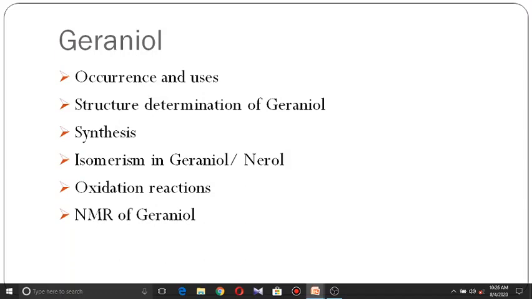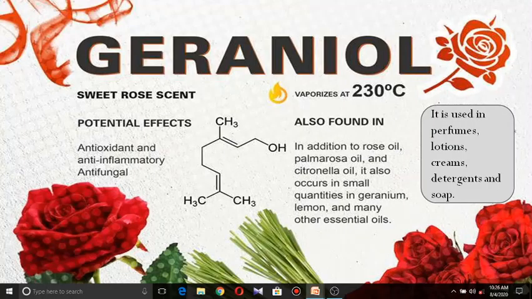Today we will discuss a very important compound, geraniol: its occurrence, structure determination, synthesis, isomerism, oxidation reactions and NMR of geraniol. Geraniol is a very important constituent of rose oil. As you can see, it is an acyclic monoterpenoid containing two isoprene units joined head to tail, and a primary alcoholic group is present in geraniol.